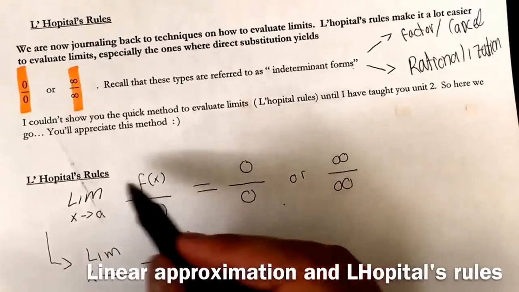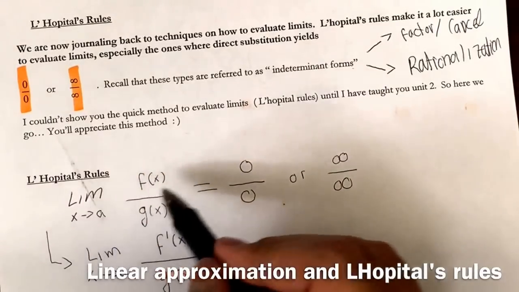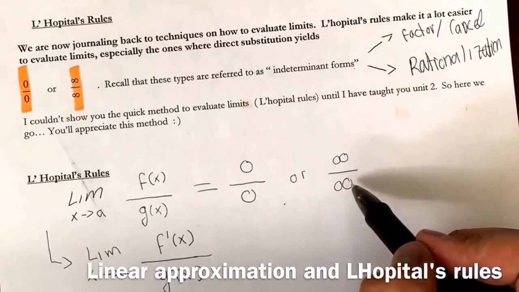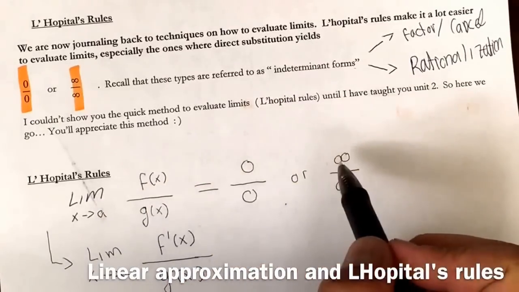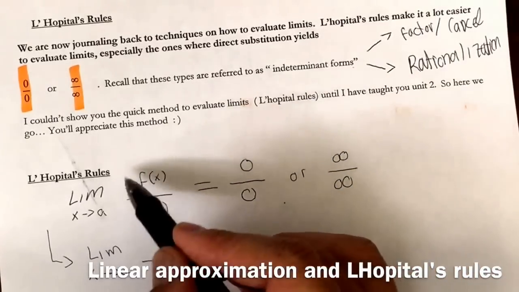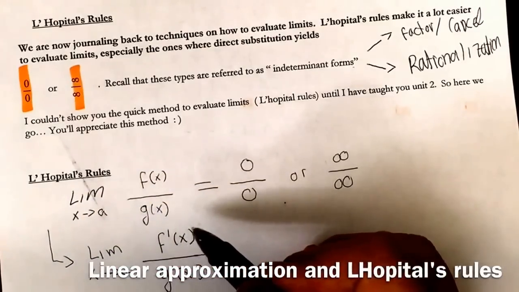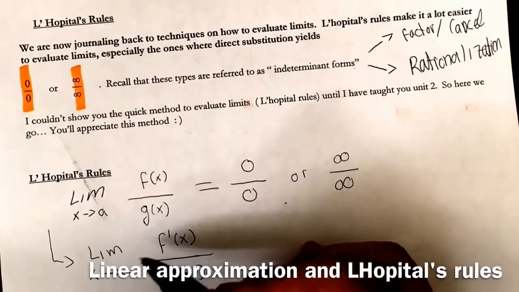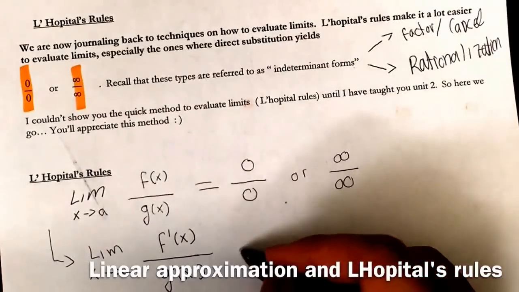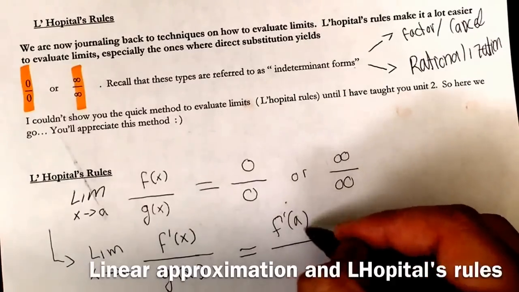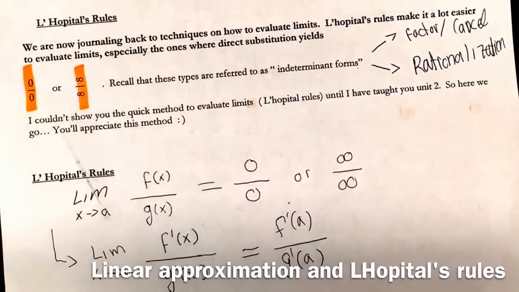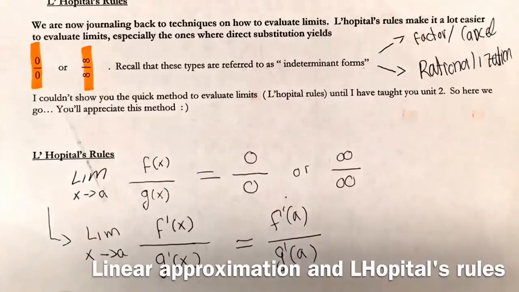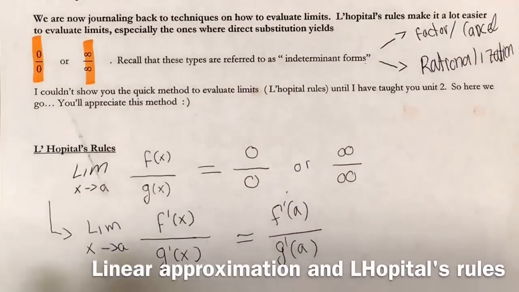L'Hopital's rule tells us that if the limit of f over g yields 0 over 0 or infinity over infinity through direct substitution, then the rule guarantees that this limit is the same as the limit of the derivatives. And then plug in a to find your answer, which equals f prime of a over g prime of a. Very simple and very easy. Let me take you through a few examples to show you how easy it is to use L'Hopital's rule.